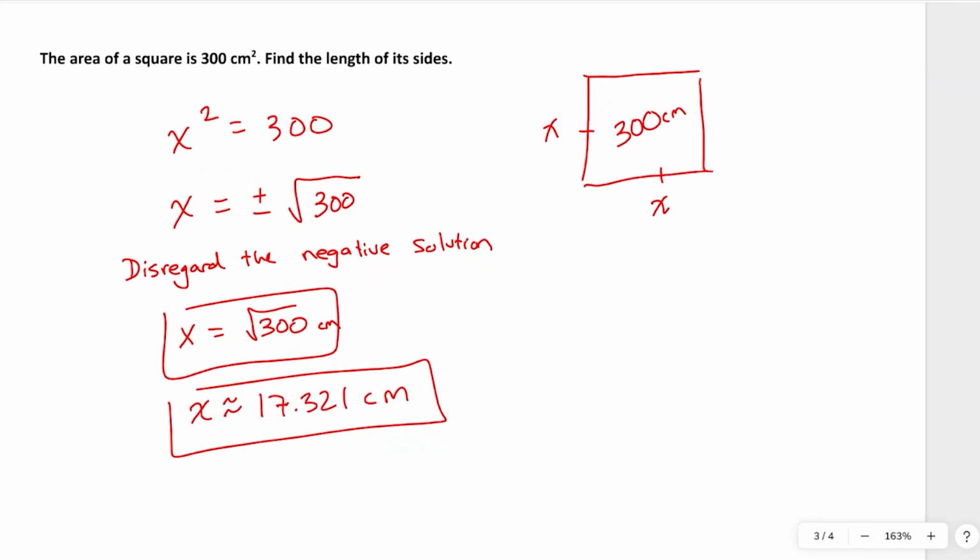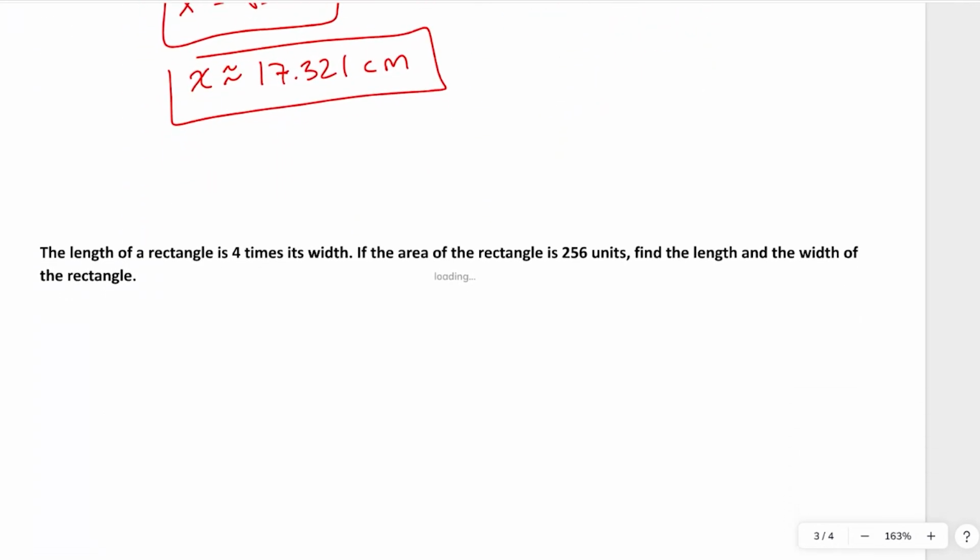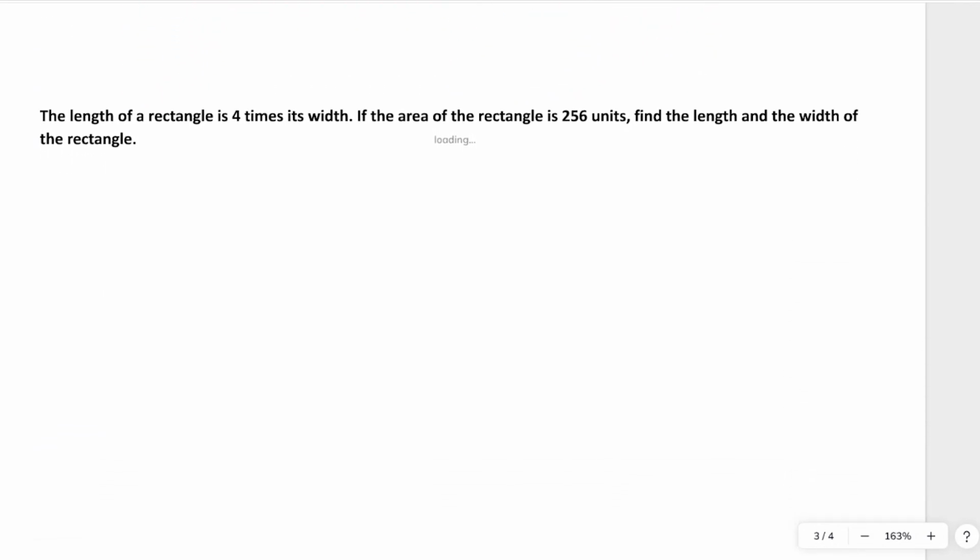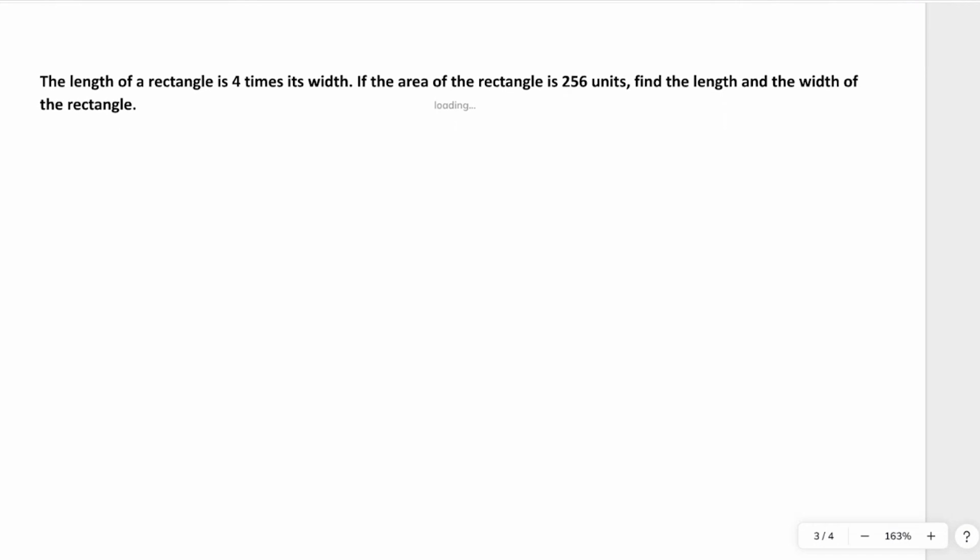Okay, let's look at one more geometry related question here. It says the length of a rectangle is 4 times the width. If the area of the rectangle is 256 units, find the length and the width of the rectangle. So let's go ahead and draw this rectangle.